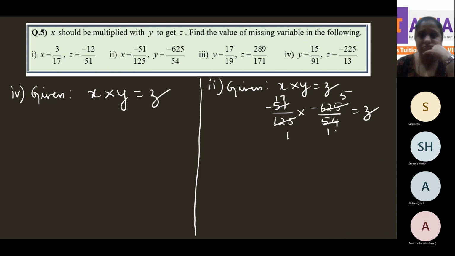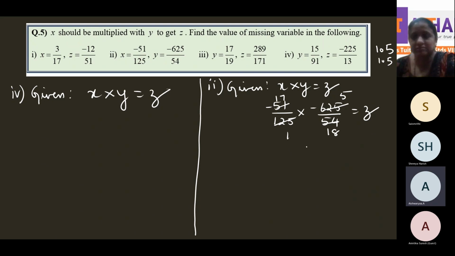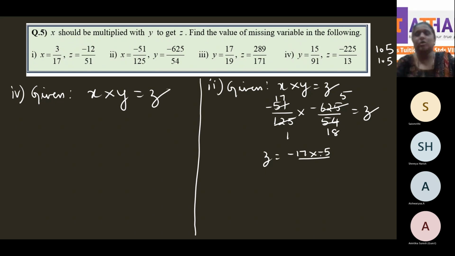Mom, I got 105. 105. Okay. Yes, ma'am, even I'm getting 105. 105. Okay. Mom, you have written. No, I just didn't want to sit idle, so I was working on the second one. Okay.